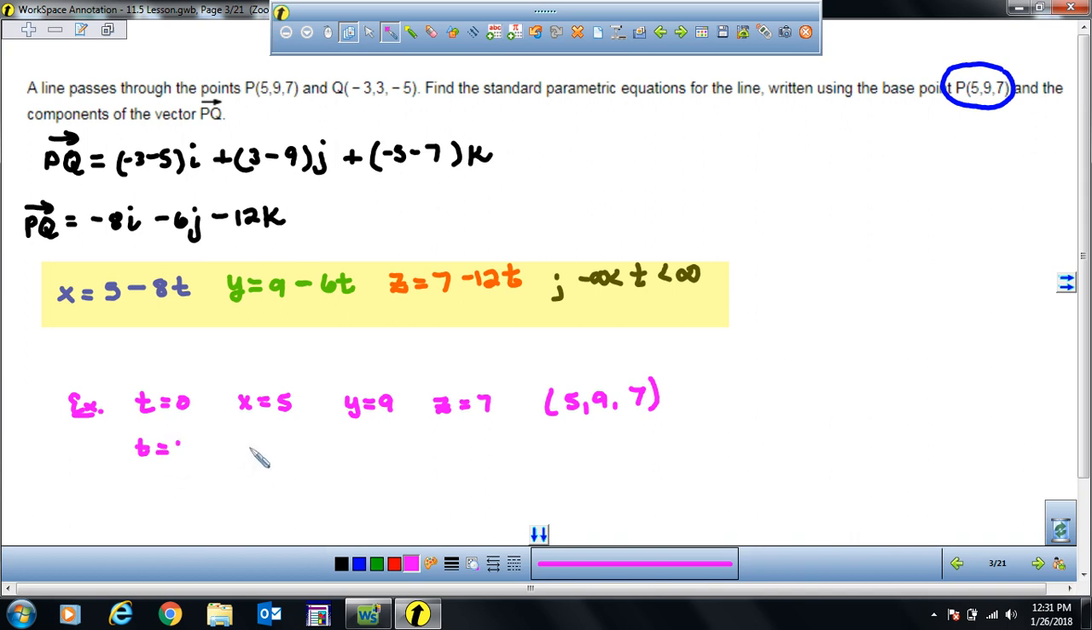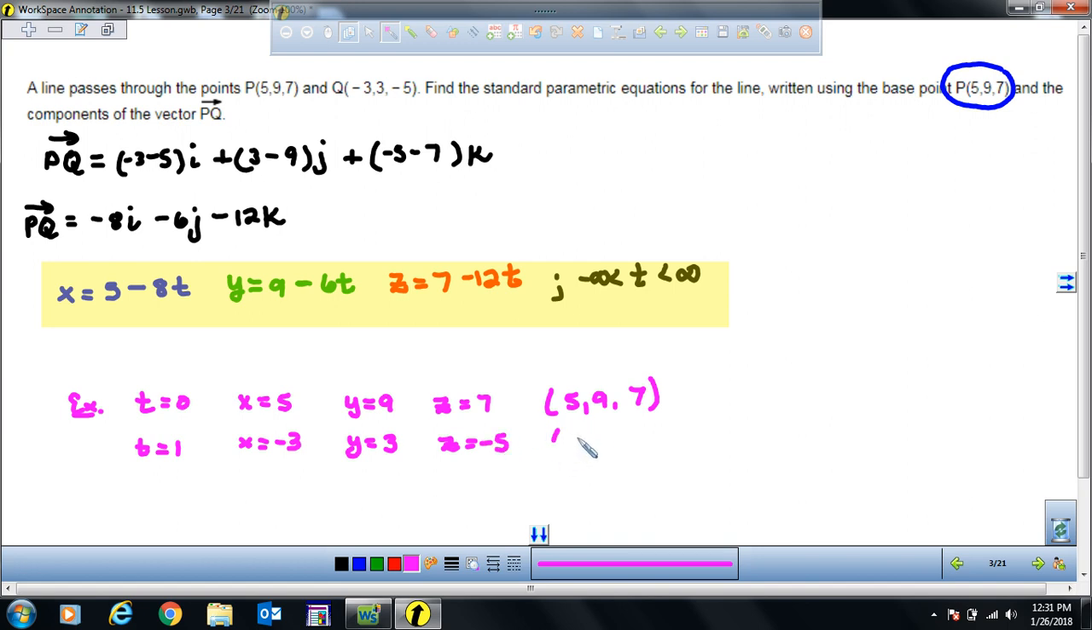So 5 minus 8 is going to be -3. For the y, 9 minus 6 is going to be 3. And for the z, 7 minus 12 is going to be -5. So you're going to get the point (-3, 3, -5). What do you notice? That's the point Q. And if we substitute any other values of t on this line, it's going to create not only these two, but all the points that will be on this vector PQ. Okay, so these are my answers for the parametric equations for the line that passes through this vector PQ.